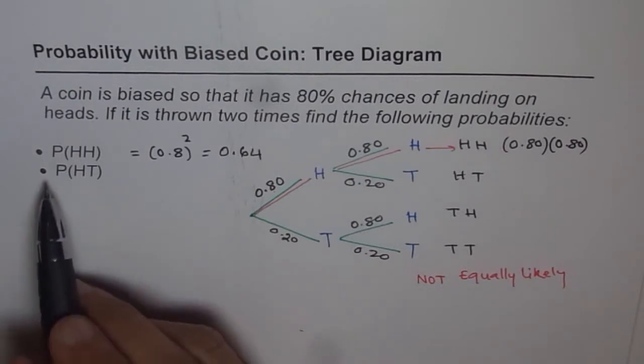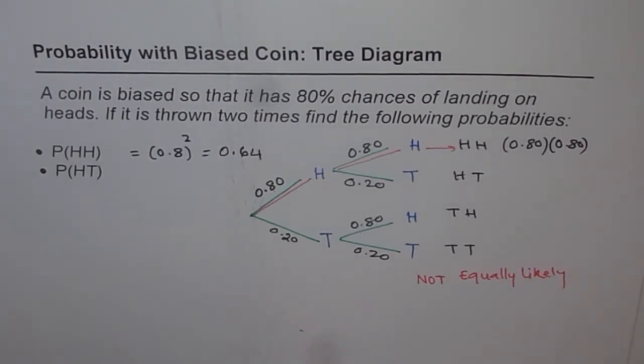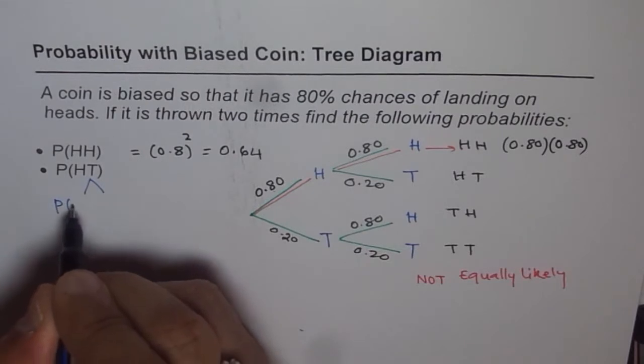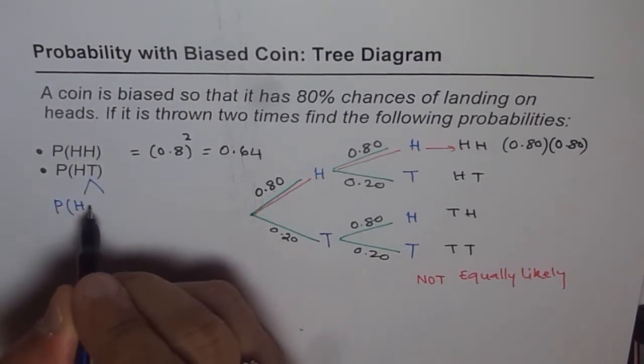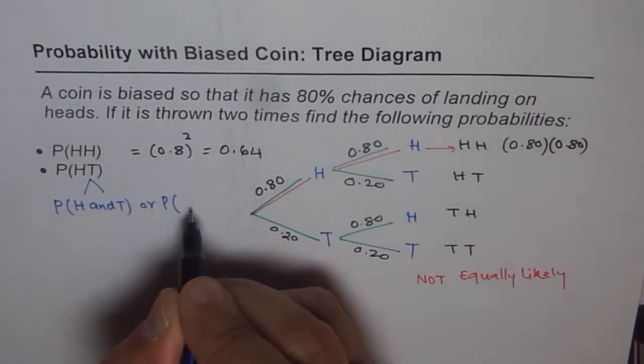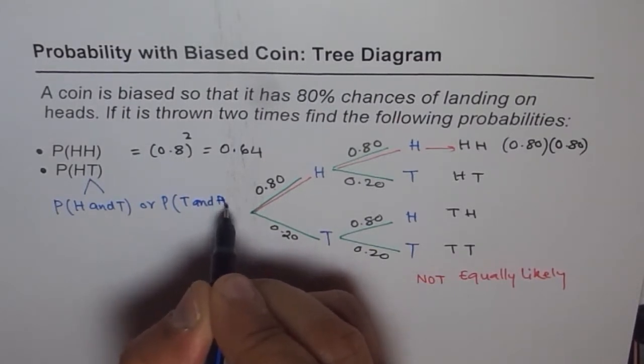Now let's answer the second question, and that is, what is the probability of getting head and tail? When we write probability of getting head and tail, what exactly do we mean? We mean the probability of getting head followed by tail, right? Head and tail, or the probability of getting tail and head. Do you understand? I mean tail and head.